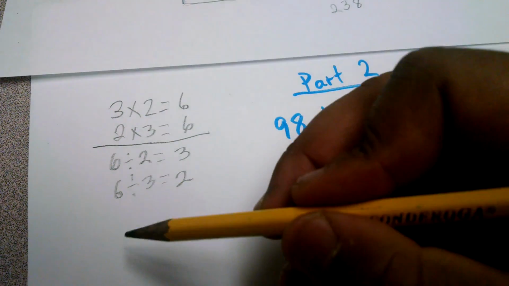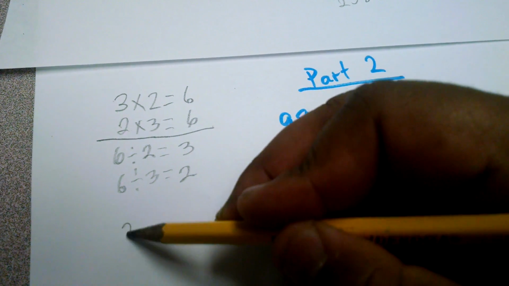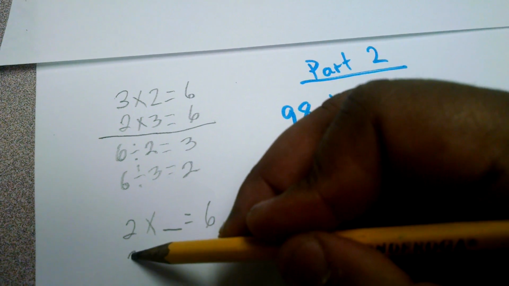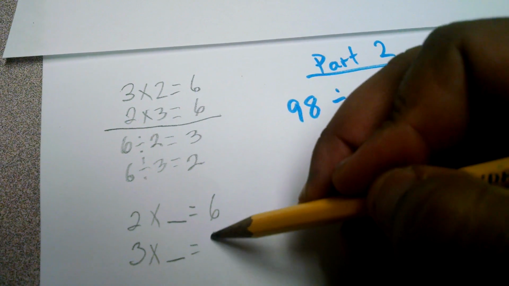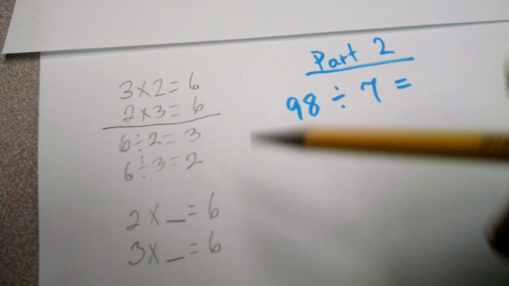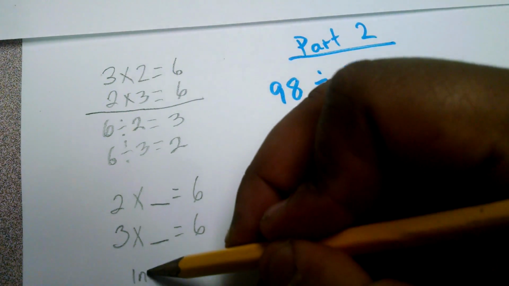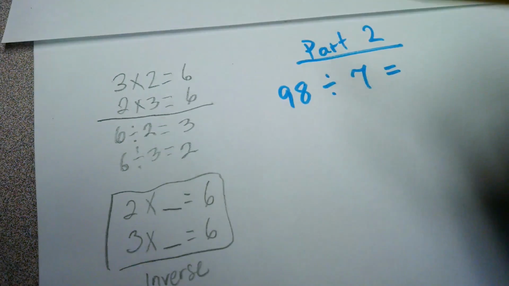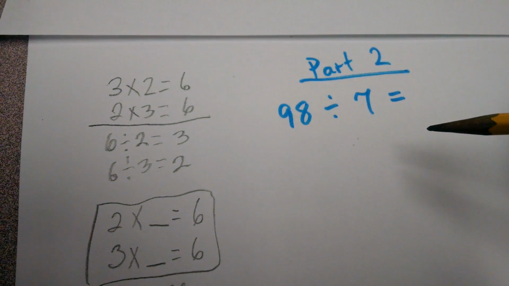So I know that 2 times something is equal to 6. Or I can say 3 times something is equal to 6. We're going to use the inverse equation to solve a division problem.